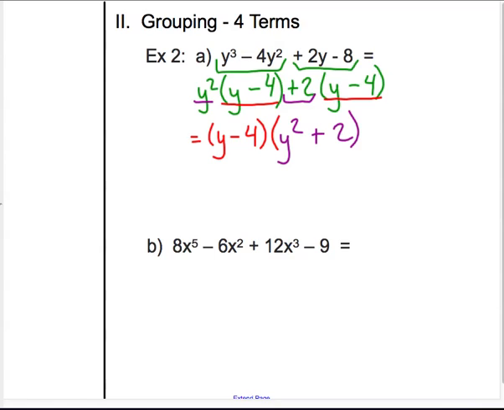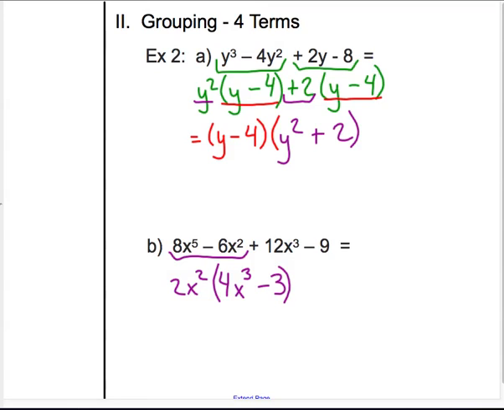On my next quadrinomial, my first two terms have a greatest common factor of 2x squared. 8 divided by 2 is 4. When I pull two x's out of x to the fifth, I have x cubed left. 6 divided by 2 is 3. I pulled the x squared out.